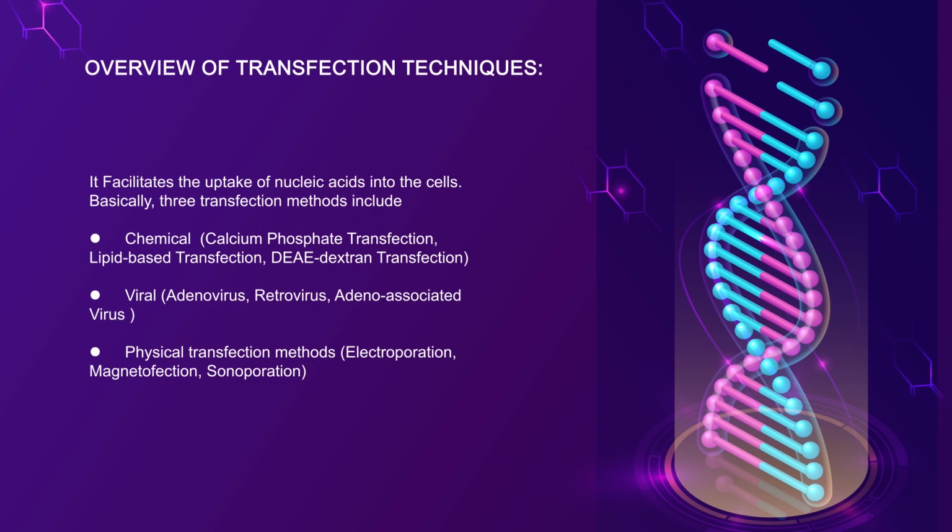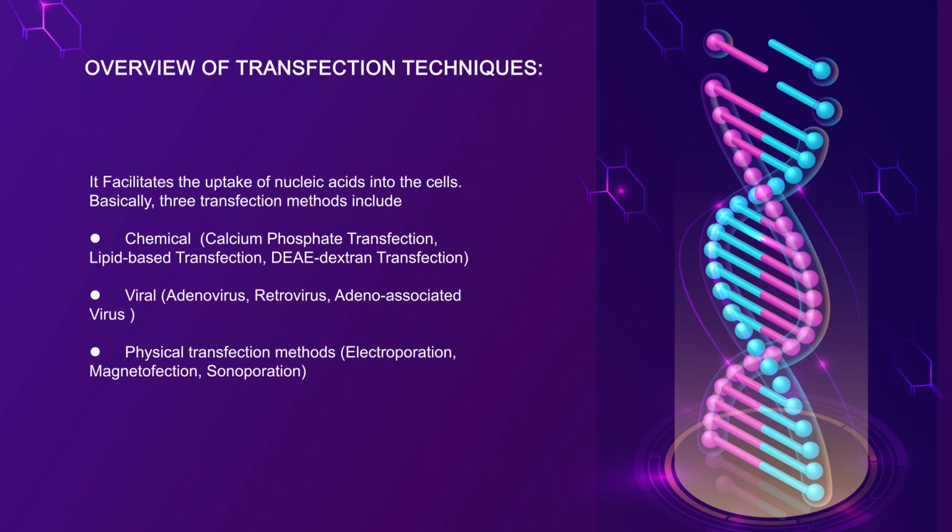The third category of transfection is counted as physical transfection. These are techniques that rely on physical forces to deliver nucleic acid into the cells. These methods include electroporation, in which cells are exposed to brief electric pulses, creating temporary pores in the cell's membrane that allow DNA to enter.